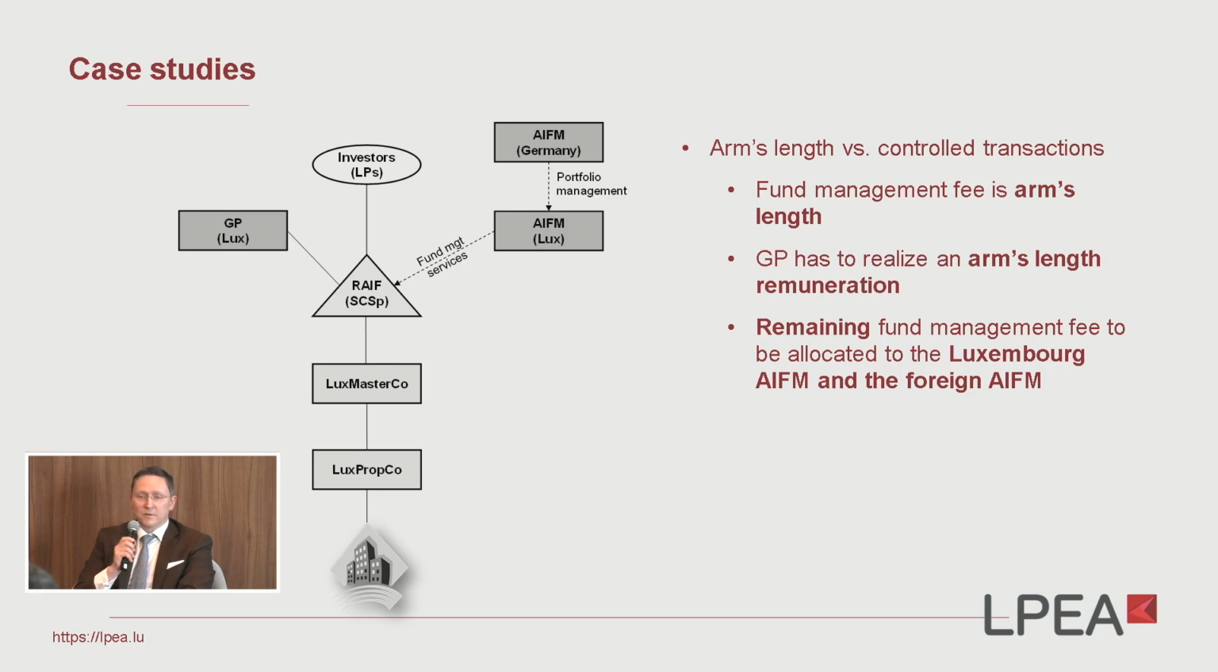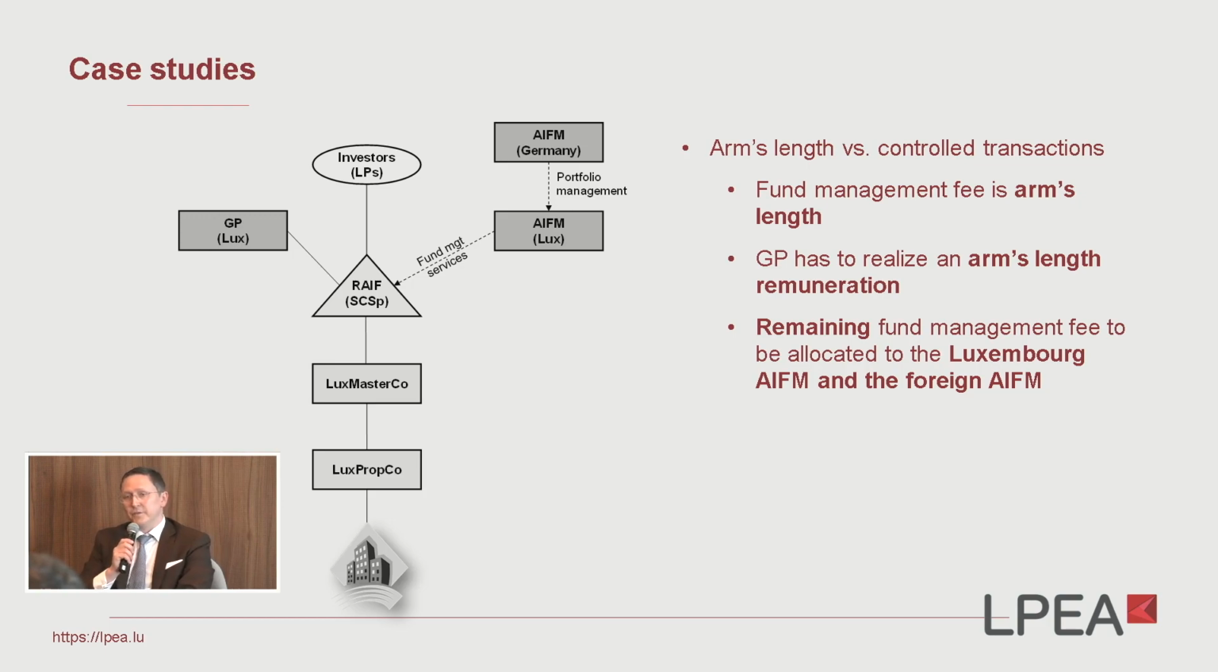So there is a certain delegation to the foreign IFM. Now, performing our transfer pricing analysis, again, the same thing. The overall fund management fee is by nature arm's length because it's third parties agreeing to pay a certain level of fund management fee. Then we would need again to think about the remuneration for the general partner. Typically it would be a cost plus remuneration. And then we need to think about the remaining fund management fee, meaning the fund management fee minus what is paid to the general partner. That would then need to be allocated to the Luxembourg and the foreign IFM.